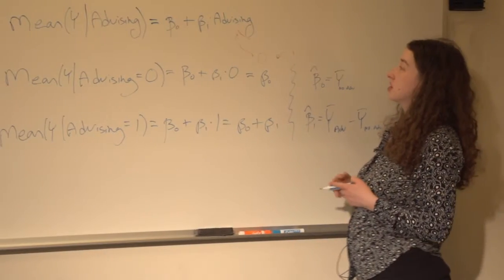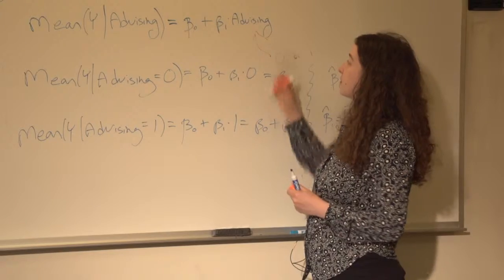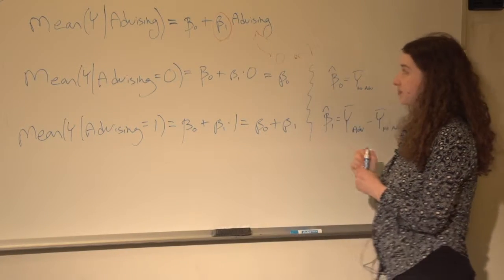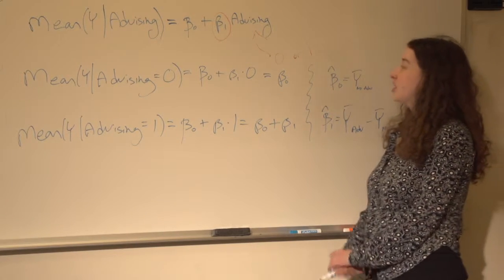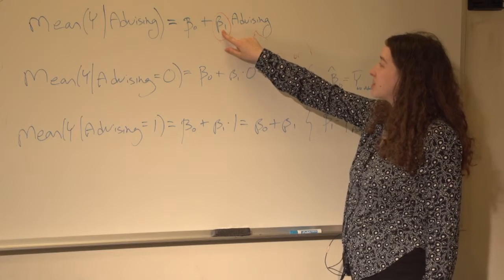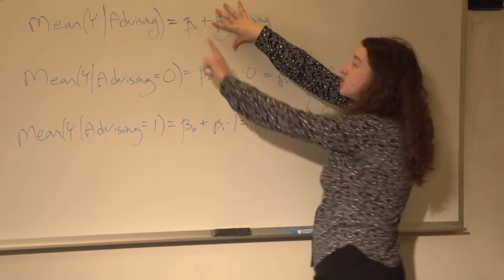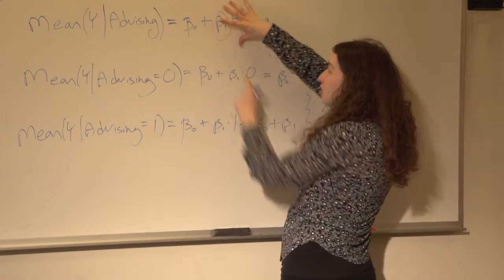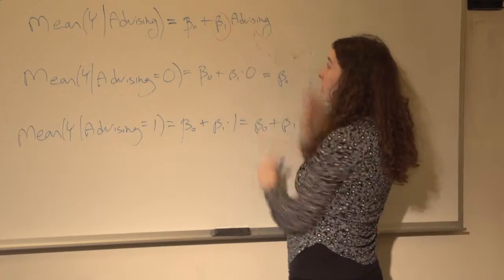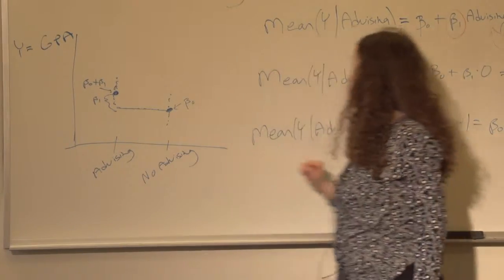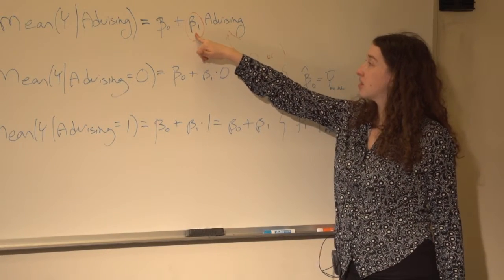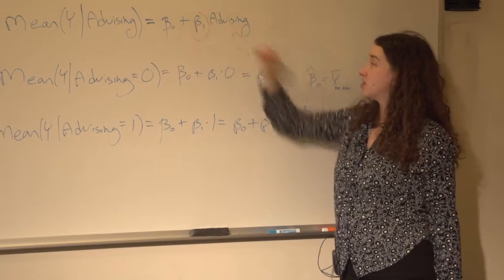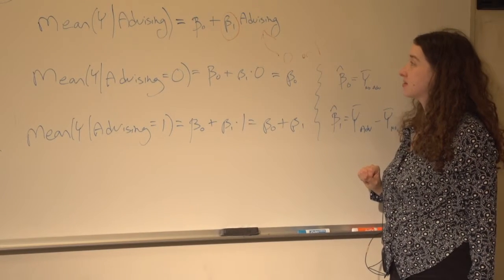What we do in a regression is we do hypothesis tests for whether this quantity right here is different from 0. Why would we do that? Well, because if this quantity right here is equal to 0, then our prediction of your GPA will be beta 0, the same number regardless of whether you get advising. If beta 1 is equal to 0, then there's no difference in the mean GPA between those who got advising and those who didn't. So that's the null hypothesis that we use, that beta 1 is equal to 0, and then we test and see whether we have evidence to reject that null hypothesis.